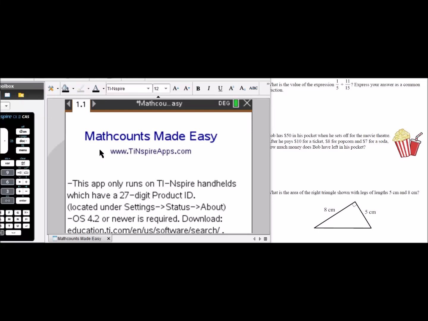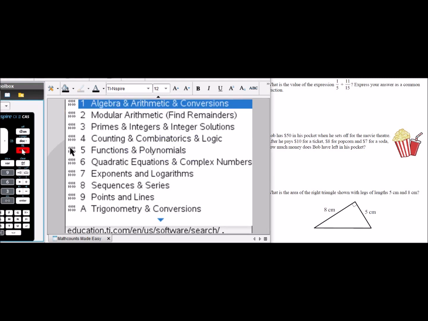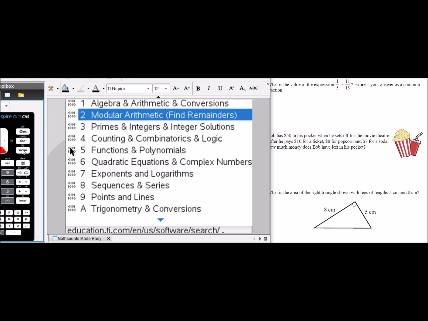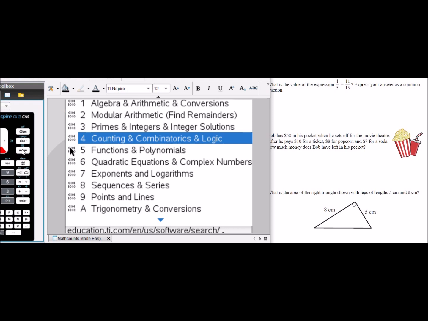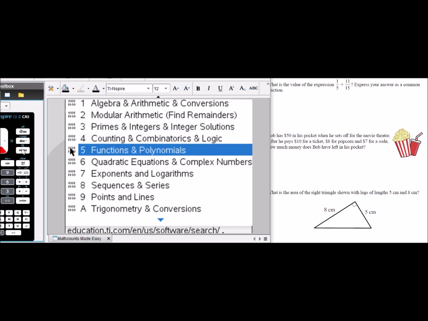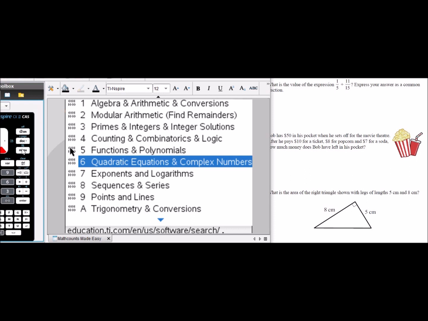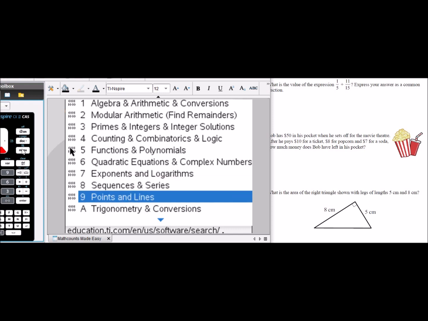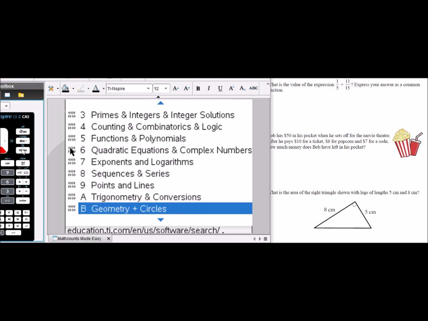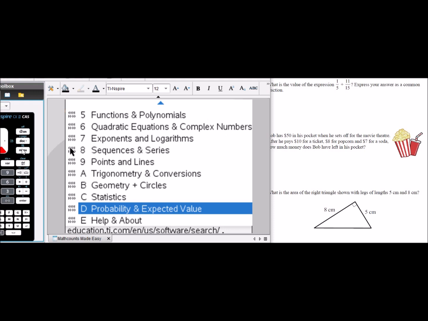Hello my friends, let me show you the amazing Mathcounts Made Easy app. When I say it's amazing, please look here at what it can cover. Algebra, arithmetic, modular arithmetic, which has become a pretty prominent topic on Mathcounts problems, prime integers and integer solutions, counting, combinatorics, functions, polynomials, quadratic functions, complex numbers, exponents, logarithms, sequences, series, and sigma notation, also points, lines, trigonometry, geometry, statistics, and probability. So this is a massive app.